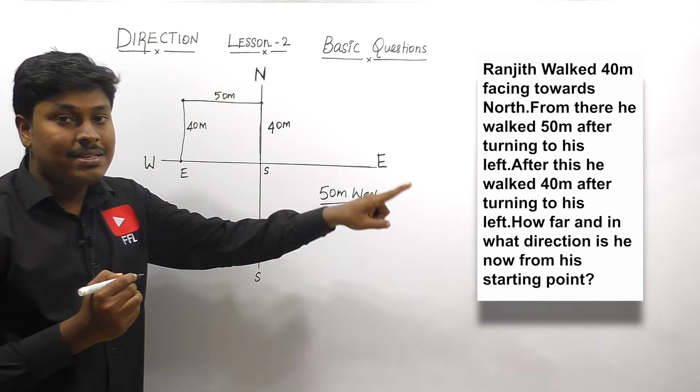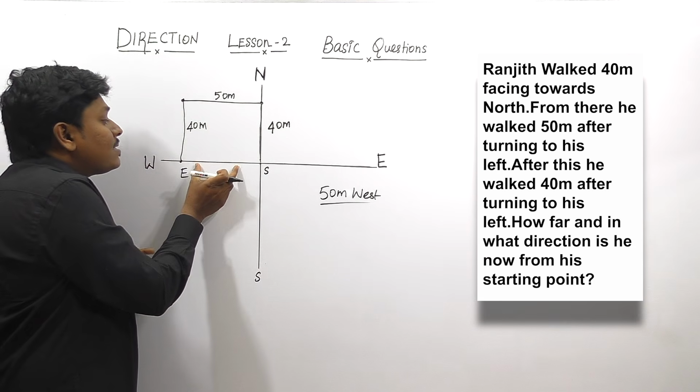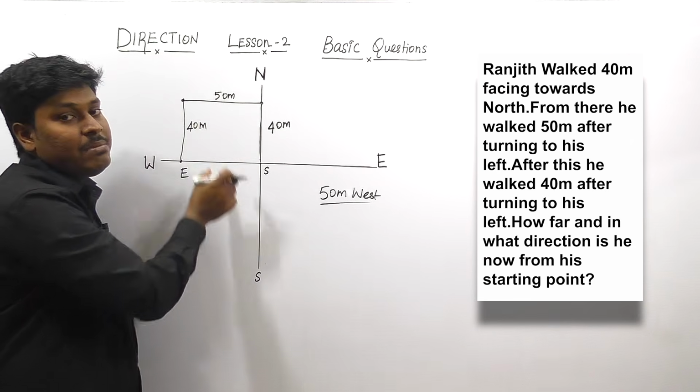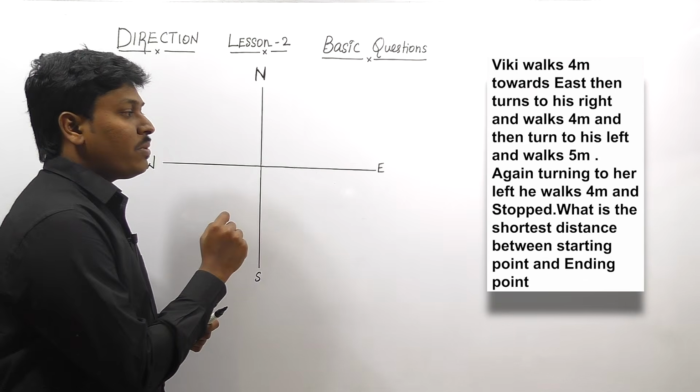And they are asking what is the distance of the starting and ending point. So from the starting and ending point, we know that this distance will be equal to this distance. So 50 meter. So finally we can say the answer is 50 meter west. Let me move on to question number 3.